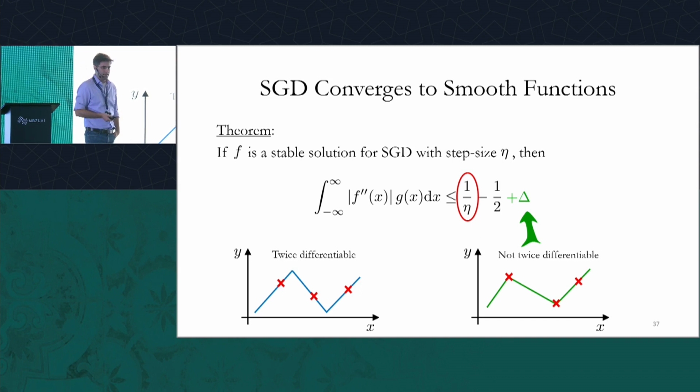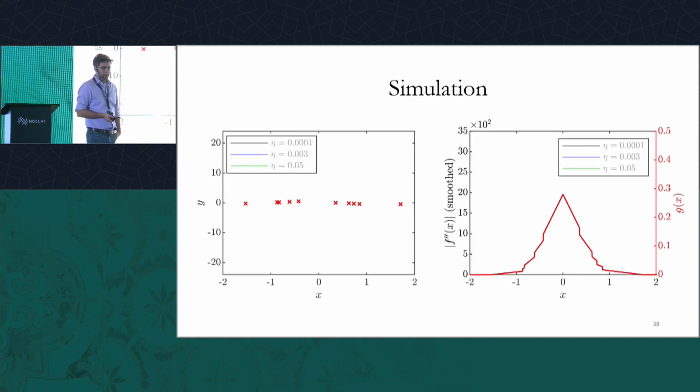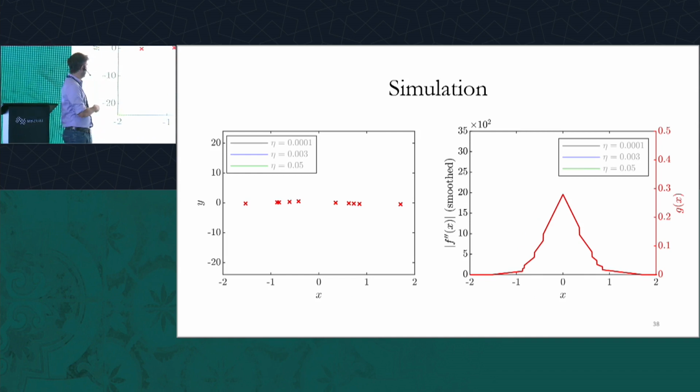Okay, but again, this is in the paper. So now, just to simulate to see what we get. If we have some data points here and we fit them using different learning rates, here we show the G function we have for this data, and we will also show the absolute value of the second derivative of the function we have on the left side.